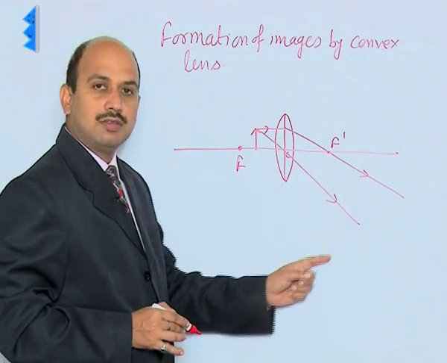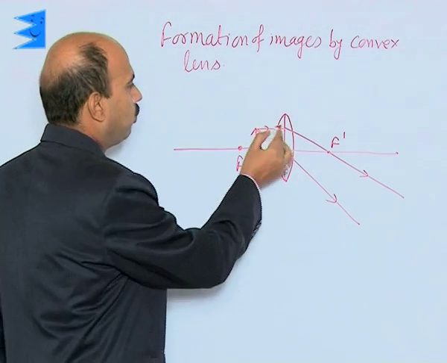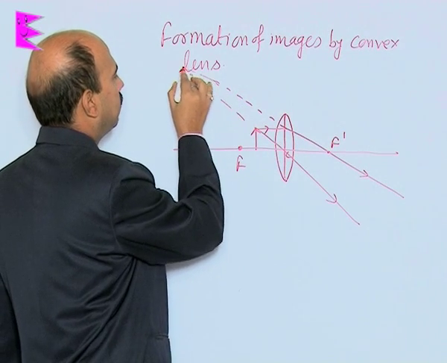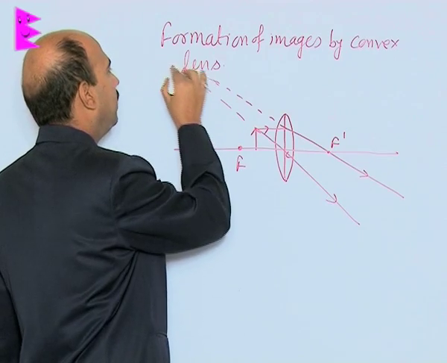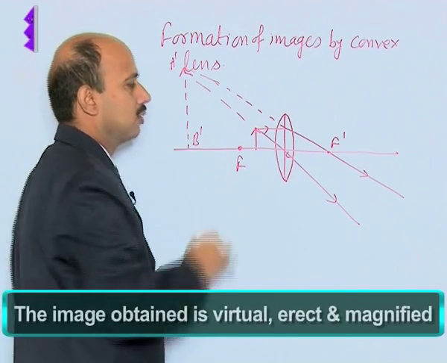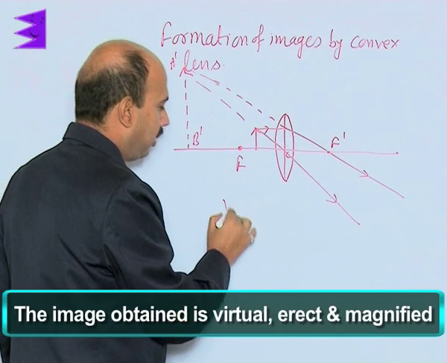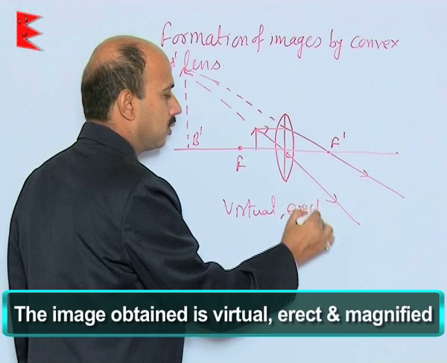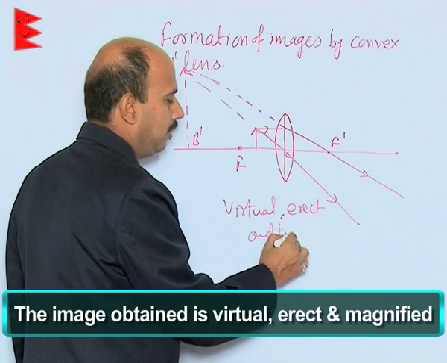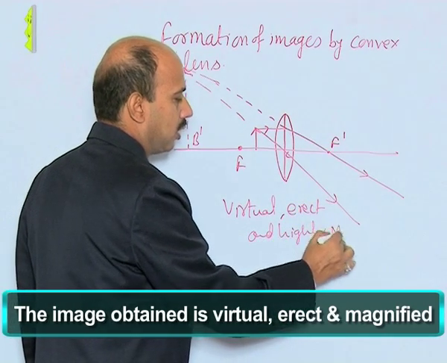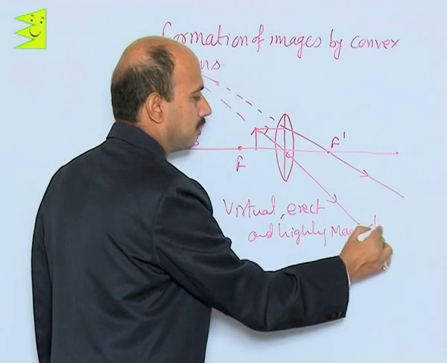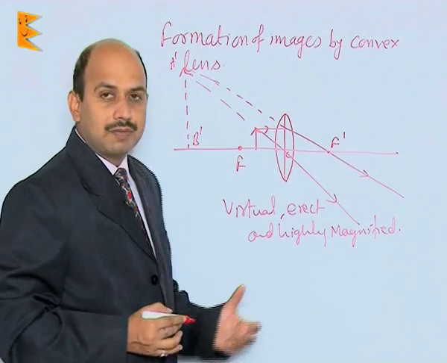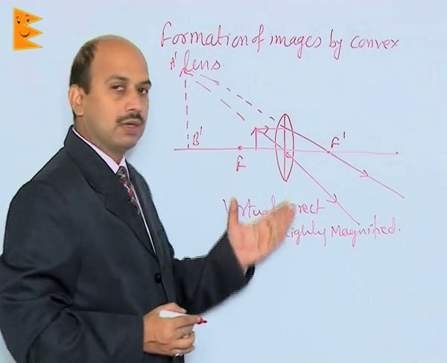These are diverging here, these are not going to meet anywhere. So, we produce them backward, and wherever they meet, the image is obtained at this point. This image is A dash and B dash. So, this image is virtual, erect and highly magnified. So, whenever you try to get the image virtual, erect and highly magnified, the object should be placed between the focus and the optical center.